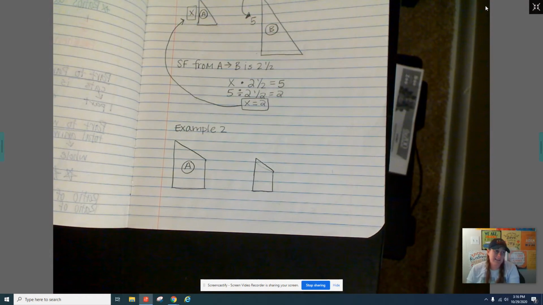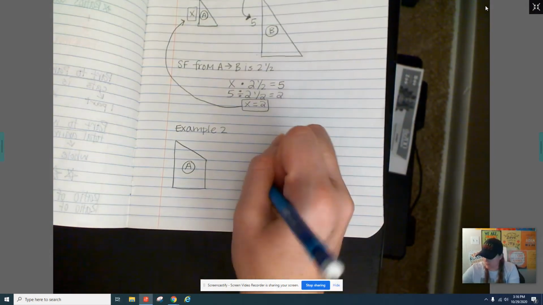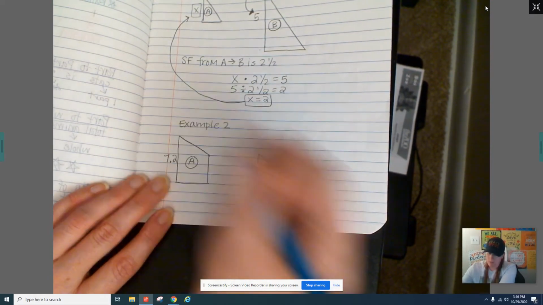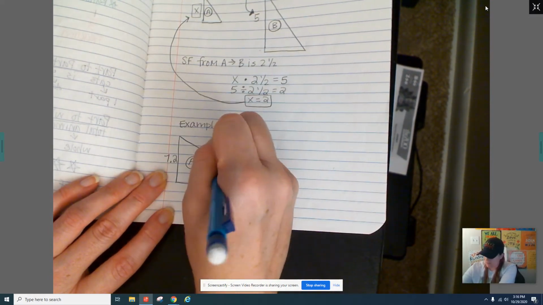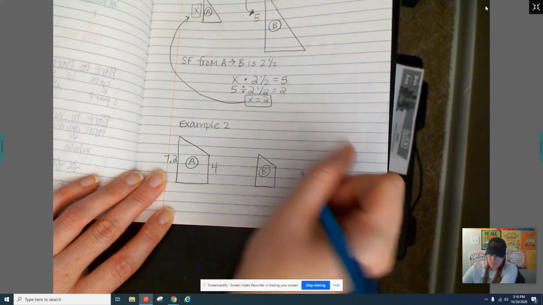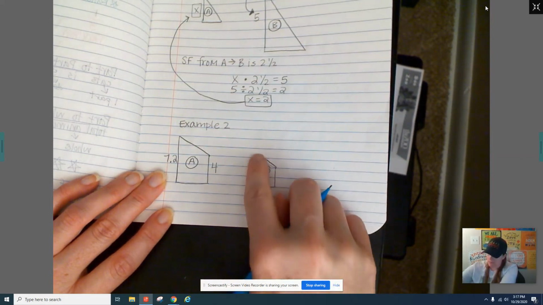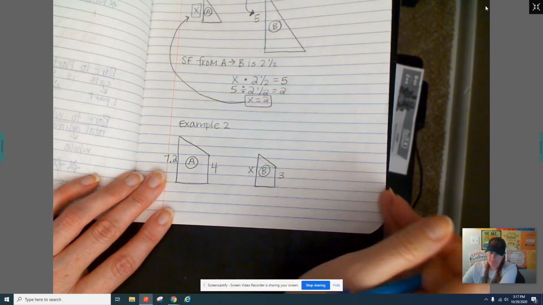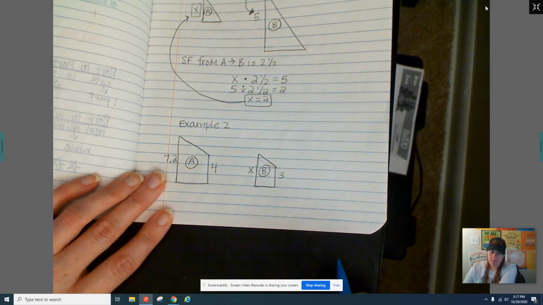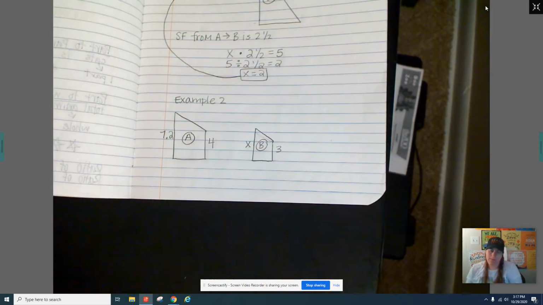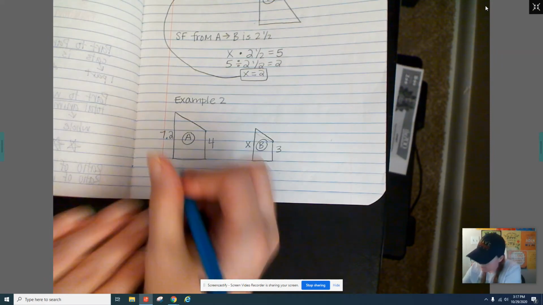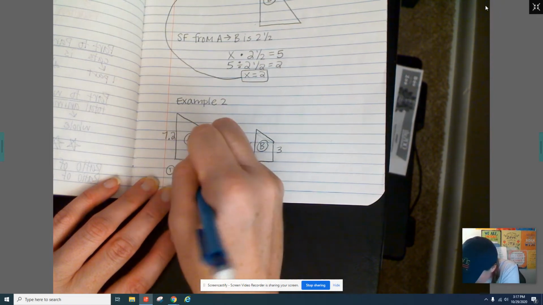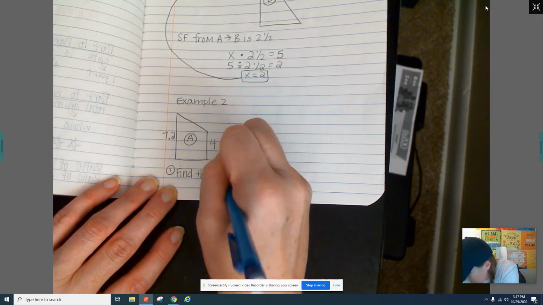Now, sometimes they're not going to give you the scale factor. This will be shape B. Sometimes I'll say, this side right here is 7.2, this side over here is 4, I don't know what the length of this side is, and this side over here is 3. What is x? What is the missing side? So the first thing we need to do is find the scale factor.